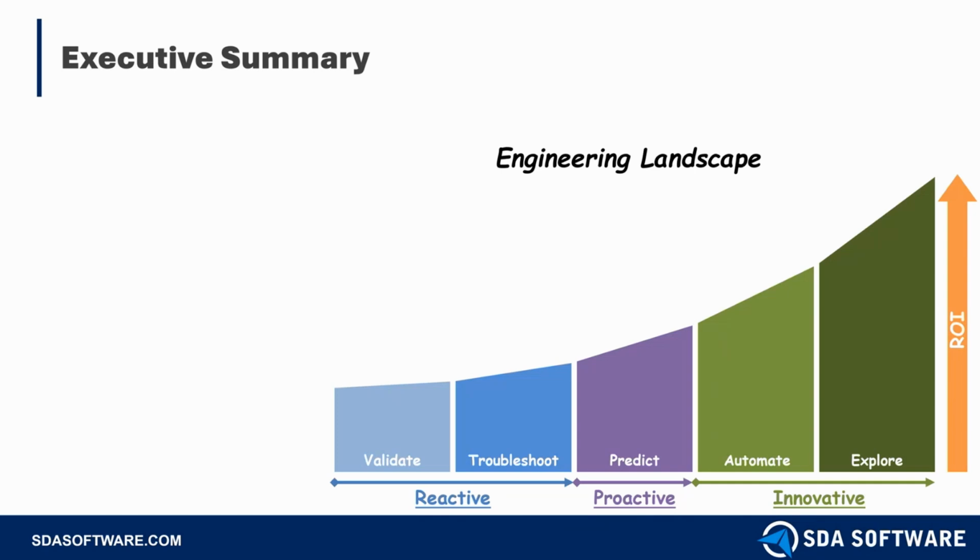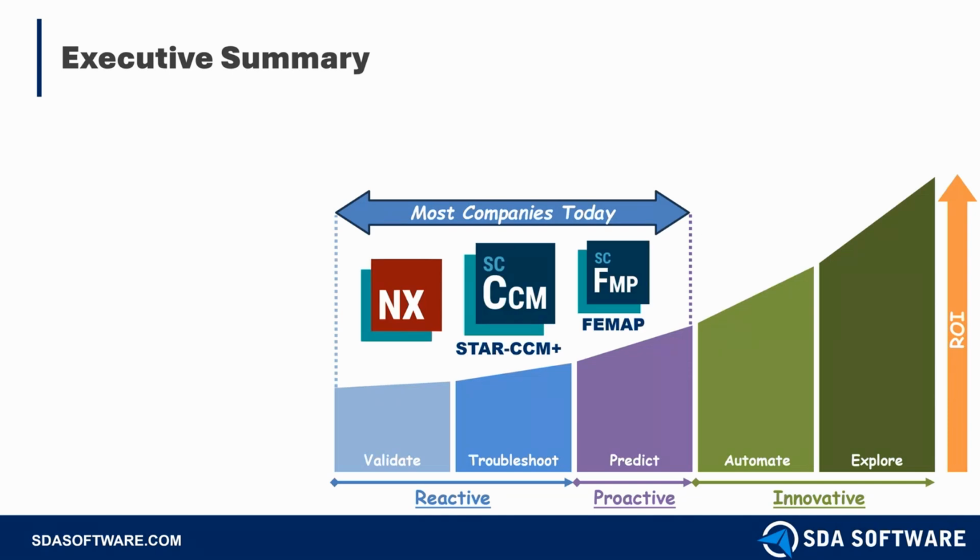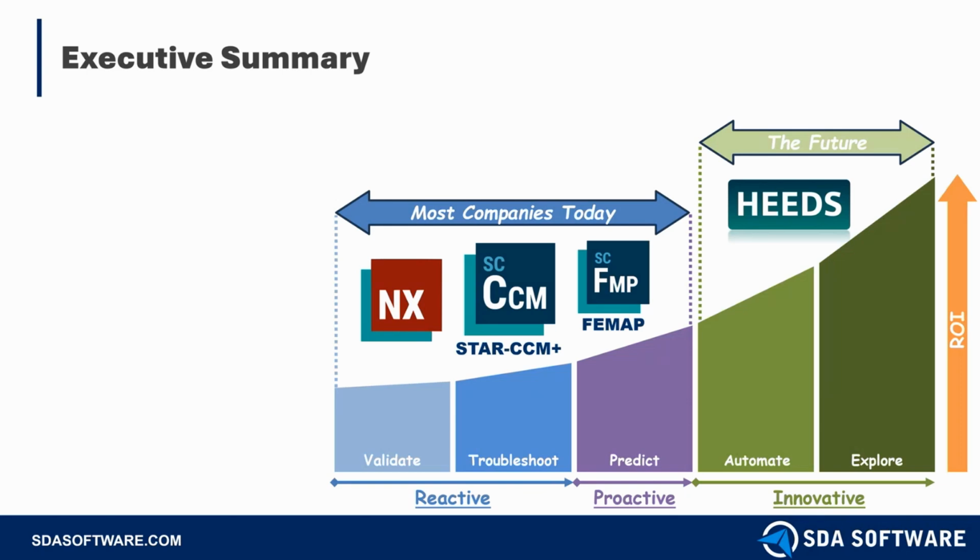If we look at the vertical axis, that is the return on investment, what I also call ROI. You can see that most companies just use a combination of CAE and CAD tools, somewhere between this reactive and proactive phase. But really, to maximize your ROI, because you've already invested so many resources in the CAE tools, the way to do it is to move to the right, where you do a little bit more automation, automate these CAE and CAD tools, and do design exploration with HEEDS.